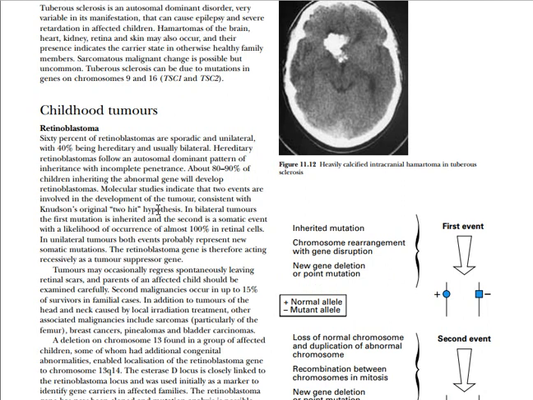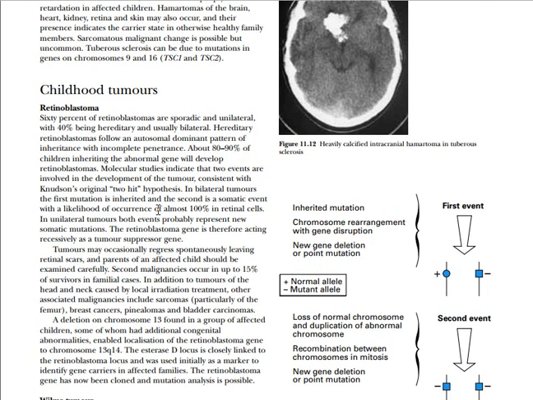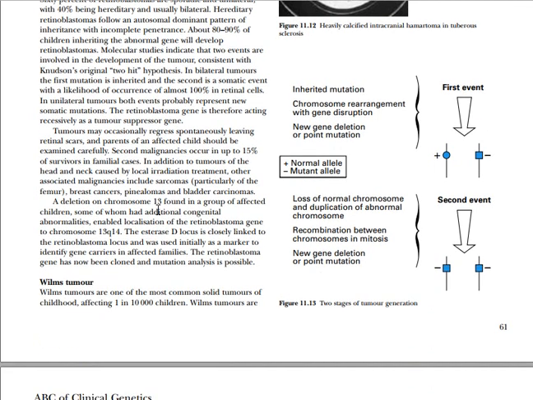Now, hereditary retinoblastoma follows an autosomal dominant pattern of inheritance with incomplete penetrance. So about 80 to 90% of children who inherit the abnormal gene will develop retinoblastoma. That is why they have a high penetrance. Tumor may occasionally regress spontaneously, leaving retinal scars and resulting in blindness. It is because of a deletion at the level of chromosome 13 that you have this disorder.